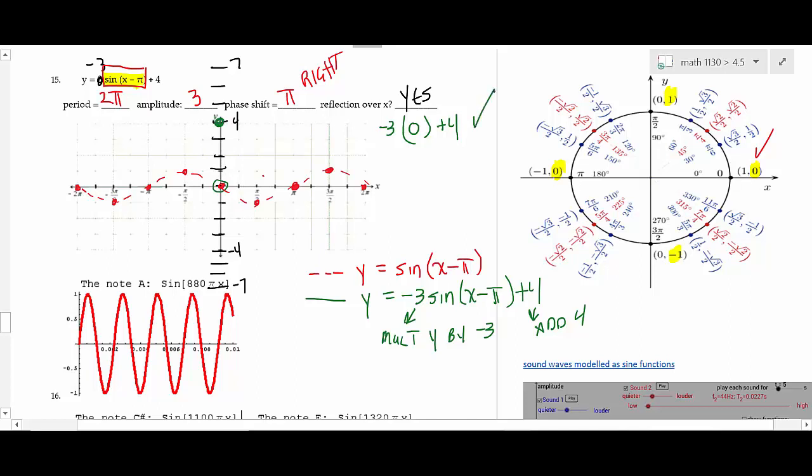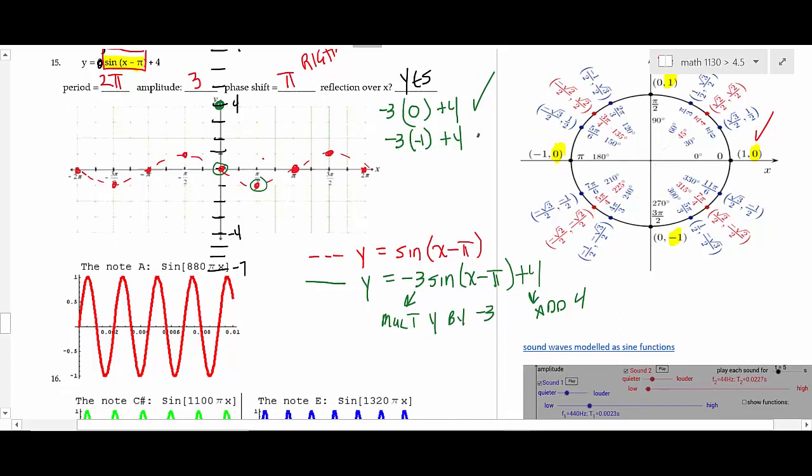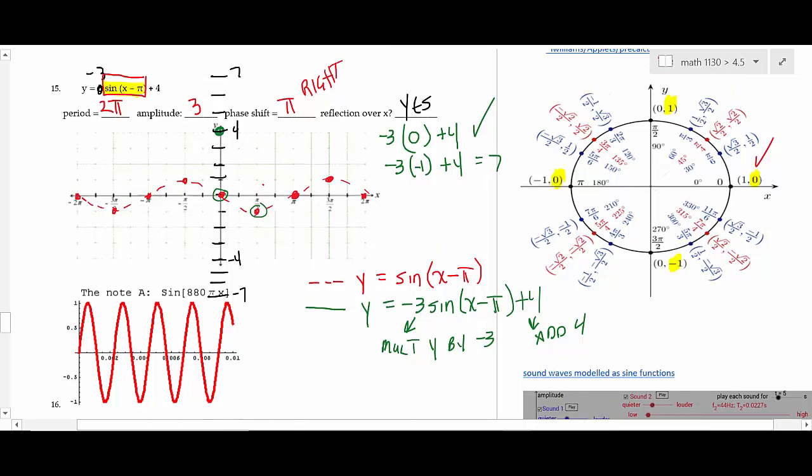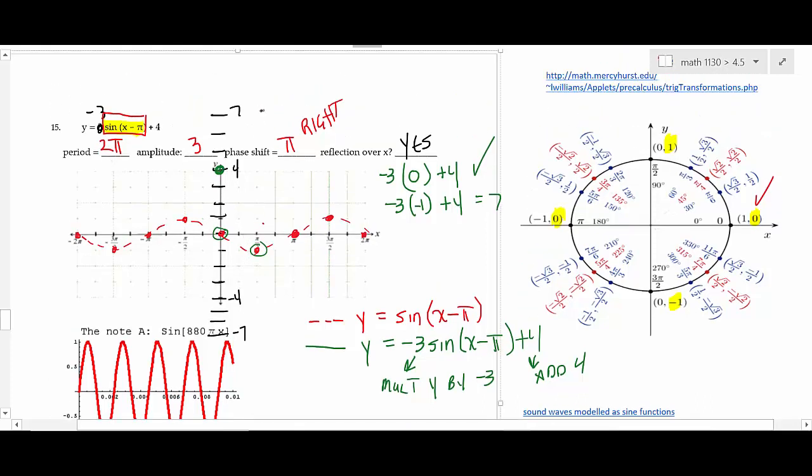All right. Go to this one. This y value is -1, so you're going to multiply it by -3. That's the amplitude and the reflection taking place. Then add 4 to it. So that's going to end up being 3 plus 4, so that's going to be 7. Okay, so this point here is going to move all the way up to 7 like that. So far we've got those 2 points.